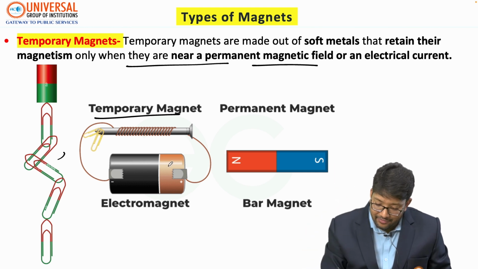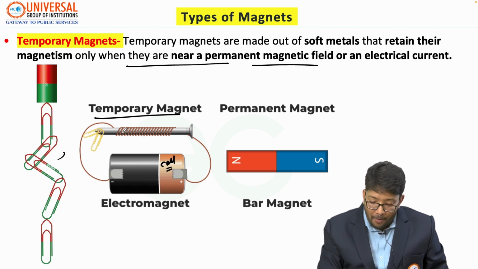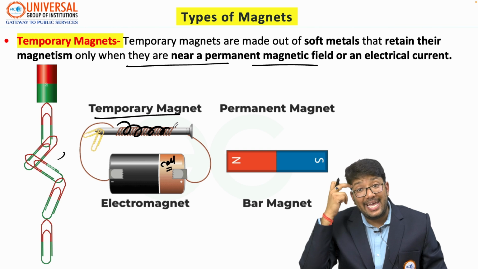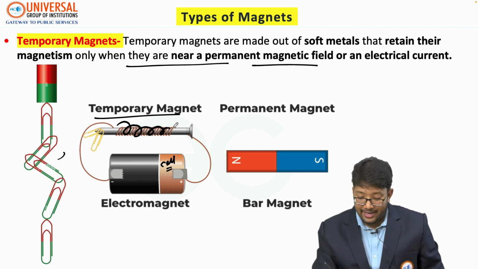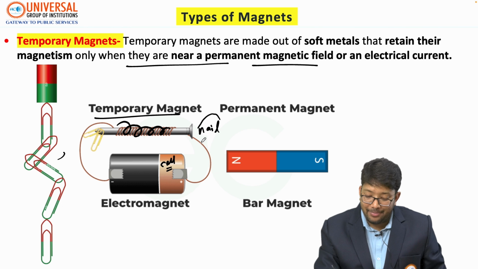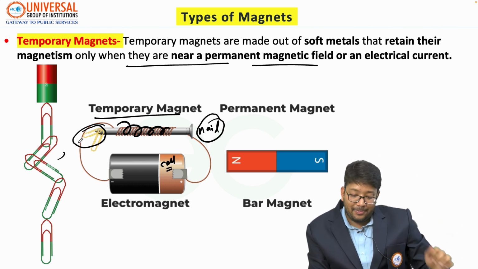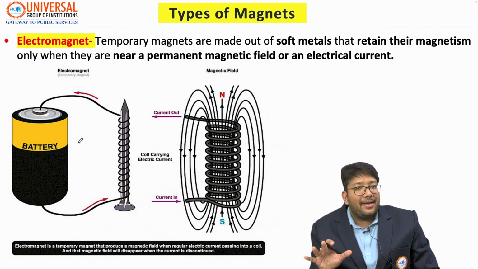So this is a cell in front of you. This is a cell, and we are rolling the copper wire on an iron nail, and we are giving charge to that particular nail, so it will behave like a temporary magnet. See these clippings, these are getting attracted to this particular magnet. Okay, so these are our temporary magnets.